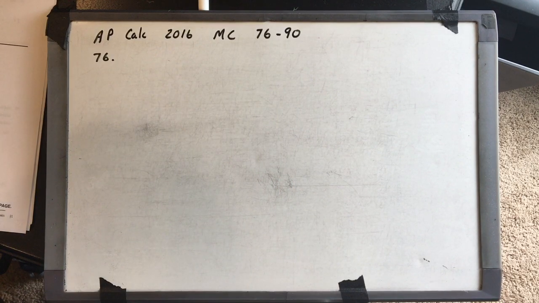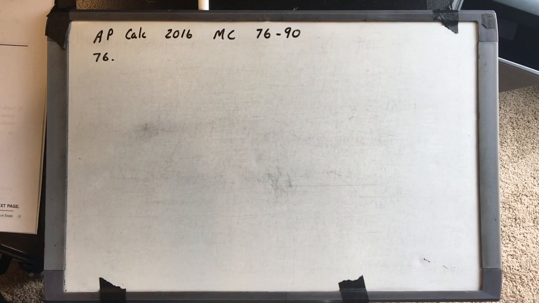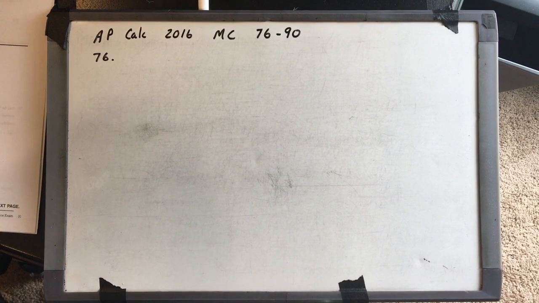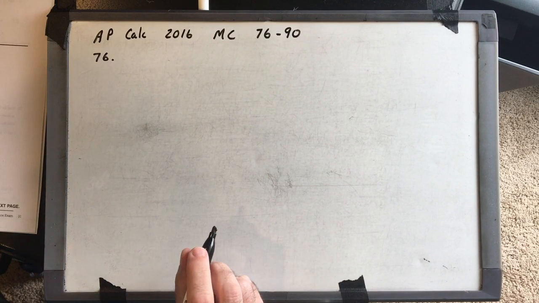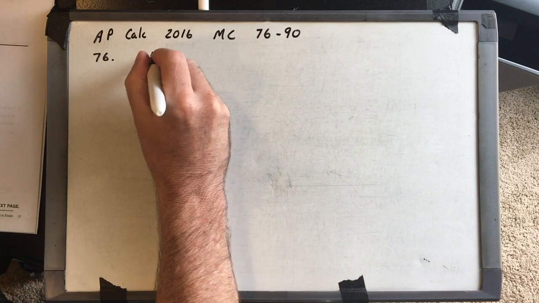Starting at number 76, it says to help restore a beach, sand is being added to the beach at a rate of S of t equals 65 plus 24 times the sine of 0.3t tons per hour, where t is measured in hours since 5 a.m. How many tons of sand are added to the beach over the 3-hour period from 7 to 10 a.m.? Okay, so 5 a.m. is time 0.